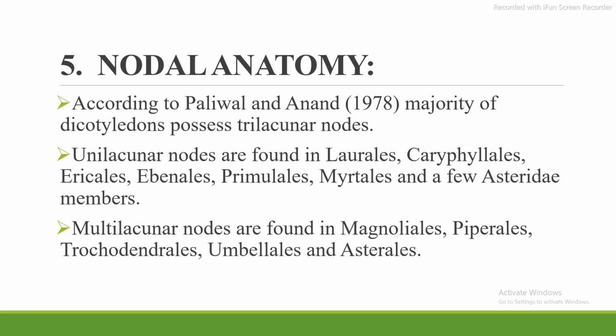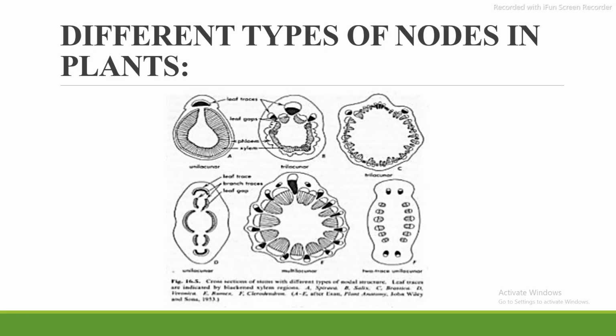Multilacunar nodes are found in the Magnoliales, Piperales, Trochodendrales, Umbellales, Asterales. Different types of nodes in plants are shown in the figure.